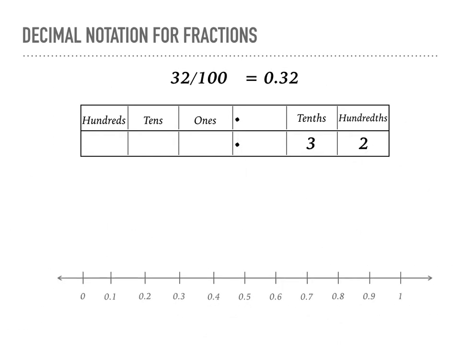Students represent values such as 0.32 or 32 hundredths on a number line. 32 hundredths is more than 30 hundredths or 3/10ths and less than 40 hundredths or 4/10ths. It is closer to 30 hundredths, so it would be placed on the number line near that value.